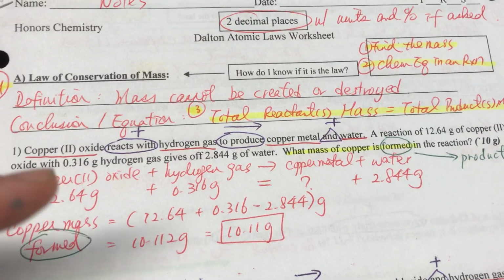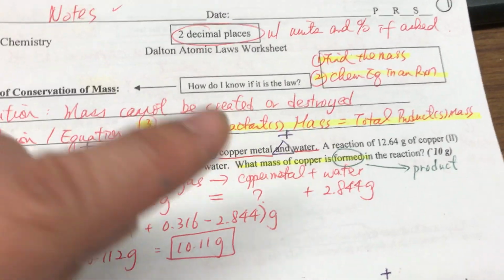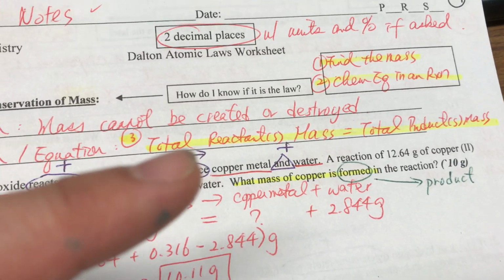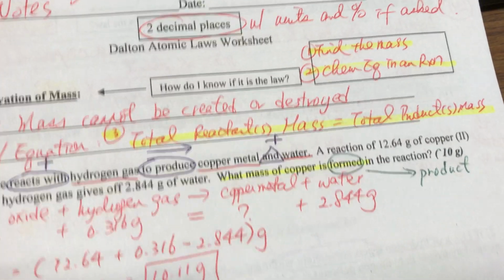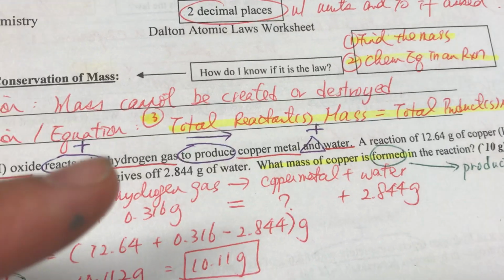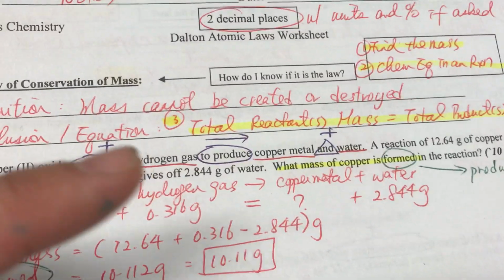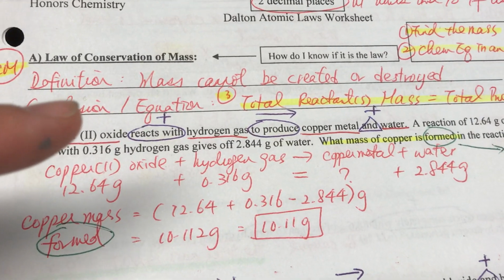Well, how do I know that this is the law of conservation of mass? If there's a question asking you to find the mass with the chemical equation and the reaction, and it did mention, or you can get the idea, that total reactant mass equals total product mass, then you know that that's the law of conservation of mass.